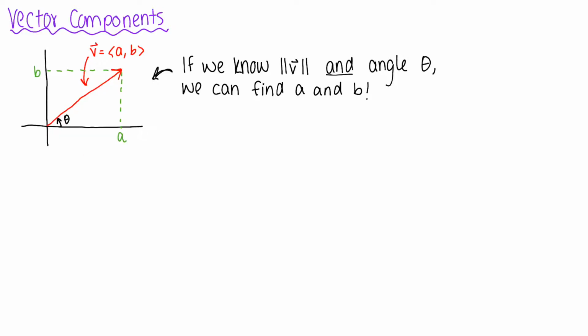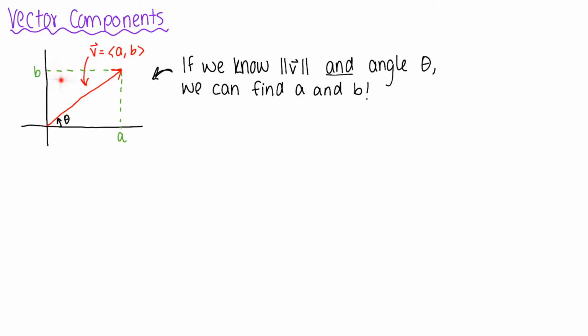So just one last thing to talk about now. Okay, we have a vector and we know an angle here. We know this angle that's created, this acute angle that's created, and we know the magnitude of this. So we know how long this guy is and we know this angle. Can we find its component form? Can we find A and B?